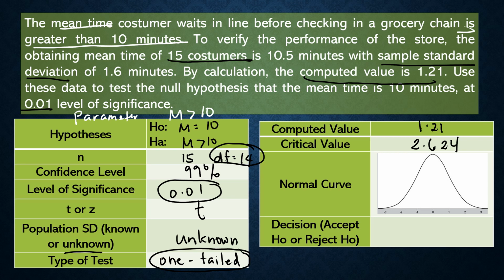Now, let's plot the critical value and draw a rejection region in our normal curve. So, 2.624 will lie here. Now, the question is, are we going to accept or reject the null hypothesis? So, let's now plot the computed value. The computed value is 1.21, and if we plot that, 1.21 will fall here. As you can see, the test value or computed value falls on the unshaded part. Thus, it implies that we're going to accept the null hypothesis.